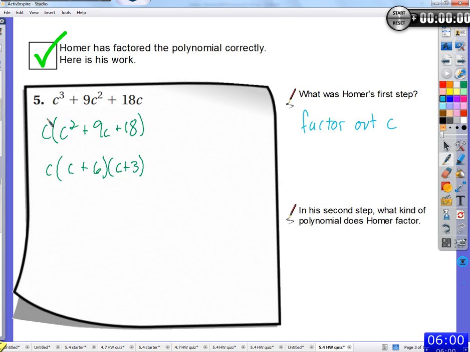The second step, what kind of polynomial does Homer factor here? Quadratic. What's a quadratic? What defines a quadratic? What do we call that if the highest power is a 2? Second degree. It's a degree 2. It's a quadratic. These are all equivalent statements.